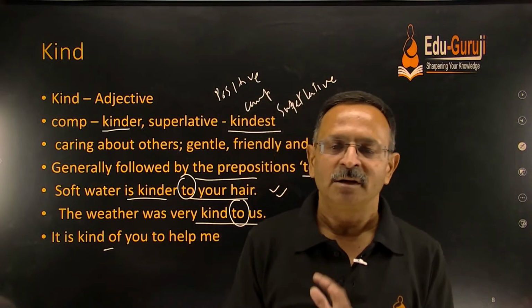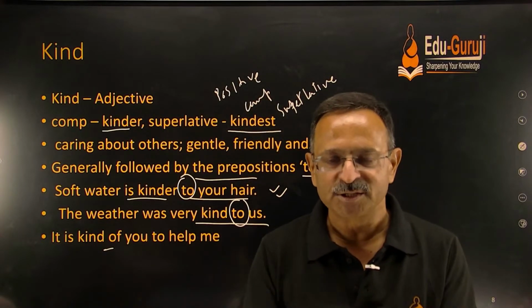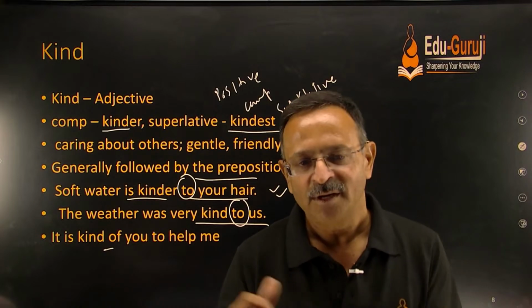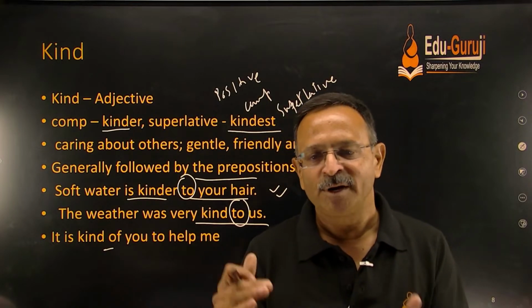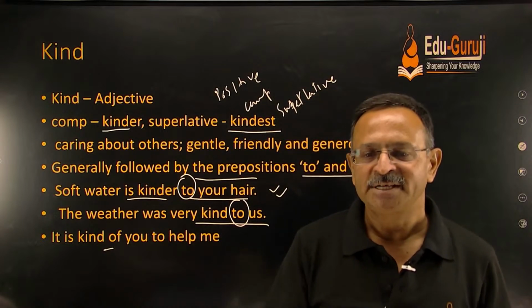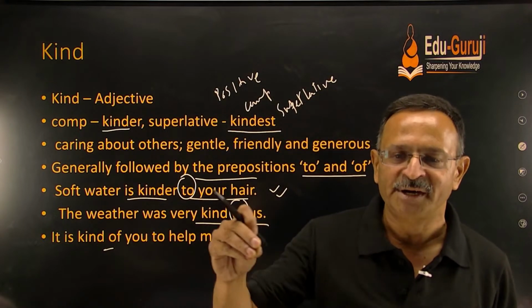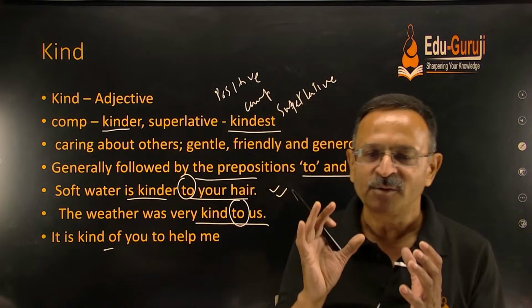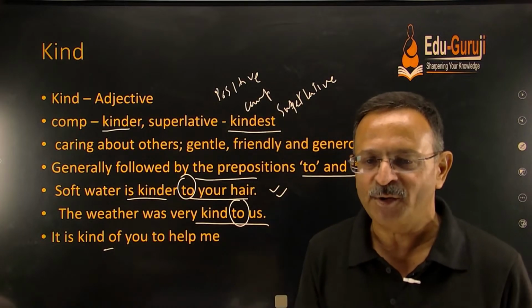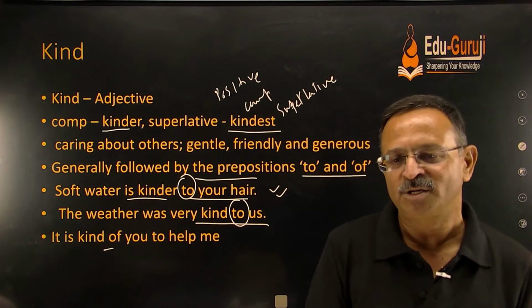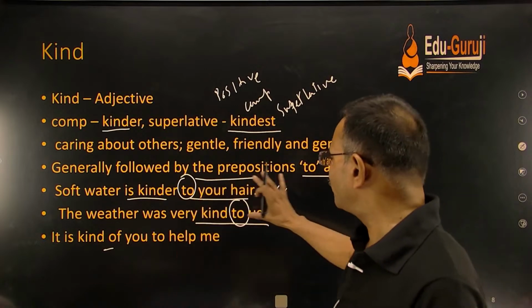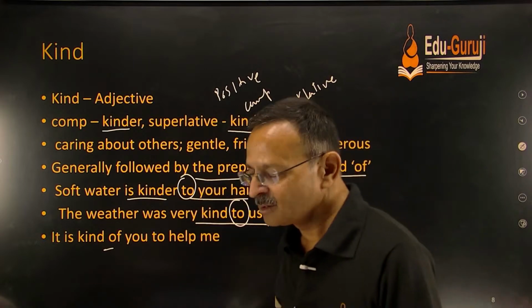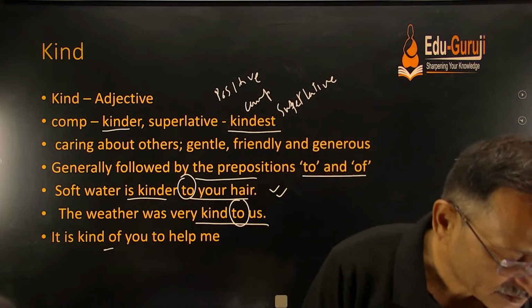So overall, kind can be used in two ways. It can be used as a noun. It can be used as an adjective. When we are talking about the adjective, it has three degrees, that is positive, comparative, superlative. The meaning of kind is caring about others, gentle, friendly or generous, and it is generally followed by to and of, right? I hope it is clear.